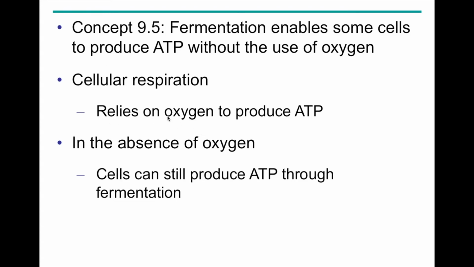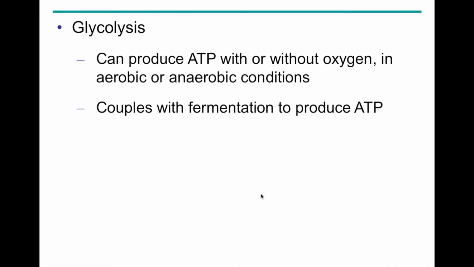So cellular respiration relies on oxygen to produce ATP. However, if there's no oxygen, we can still produce ATP through a process called fermentation. So let's look at those steps again. The first part of cellular respiration is glycolysis. Glycolysis can produce ATP with or without oxygen, so it doesn't matter, it can be anaerobic or aerobic. It couples with fermentation to produce ATP.